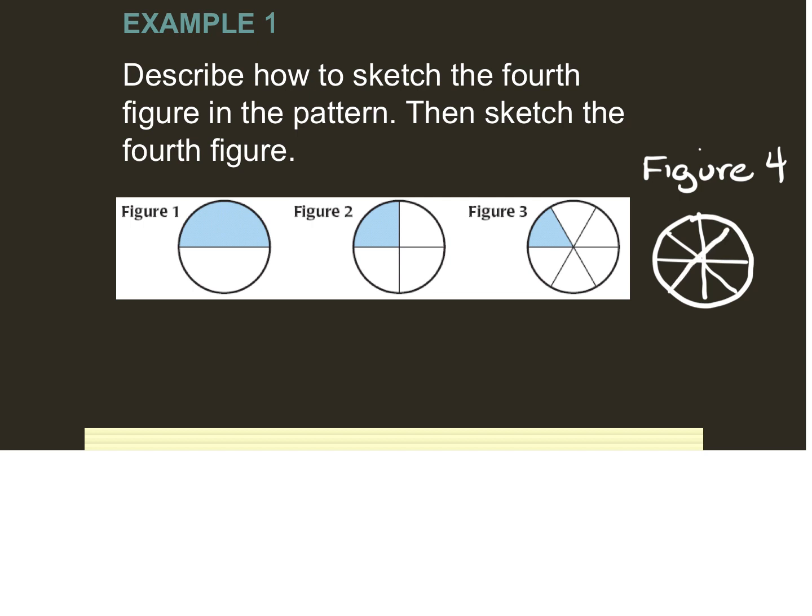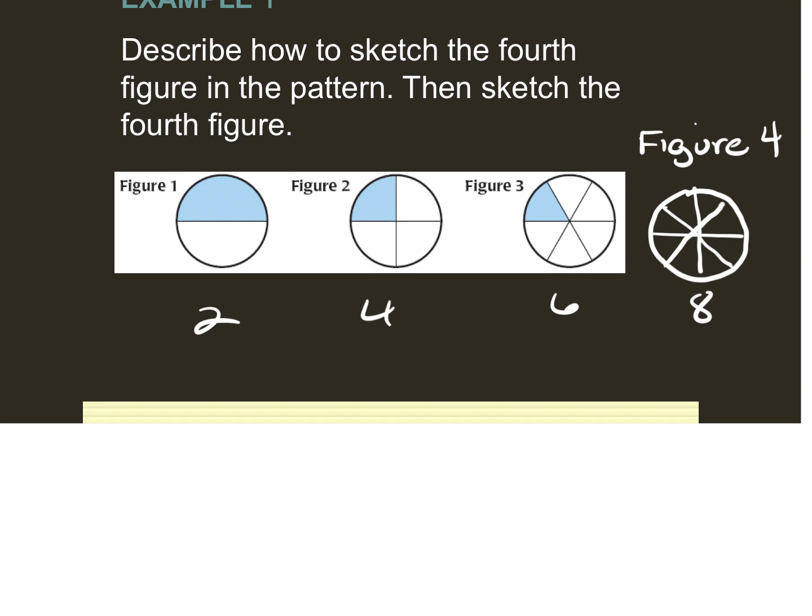So what do you think they did to each one, from going from 1 to 2 to 3 to 4? What did they do to figure out the sections? Add 2 more little spaces. Okay, so they went from 2 to 4 to 6 to 8. They added 2. That would be a conjecture that you could make. You could say that for each figure that increased in the pattern, you added 2 sections. You could also maybe say they took the figure number and times it by 2. So that could be another conjecture.